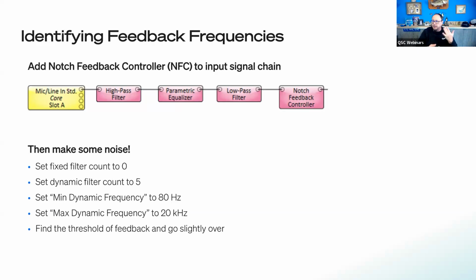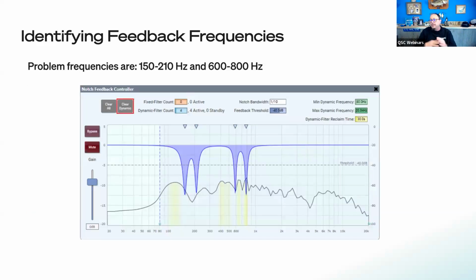We're going to set the fixed filter count to 0, the dynamic to 5, set our minimum frequency to 80, and set our maximum frequency to 20K. And we're going to find the thresholds where things are feeding back. So if I do that, it said here we want to set our fixed filters.